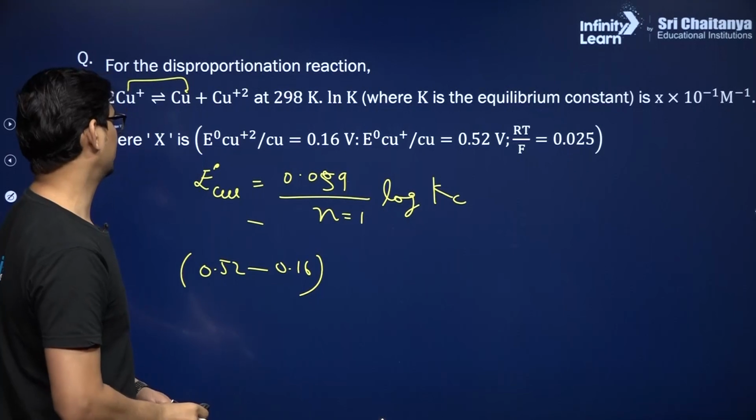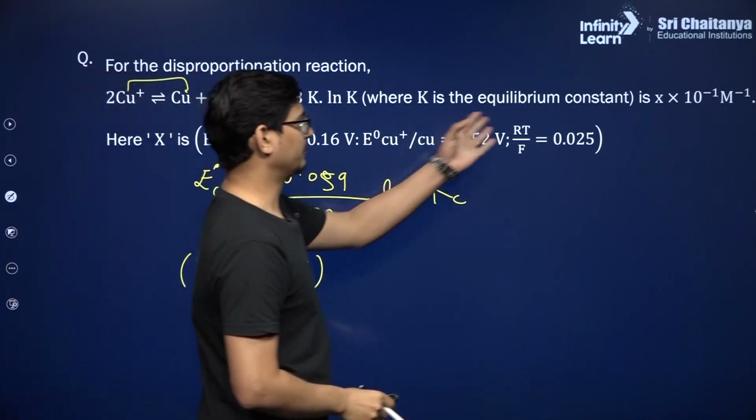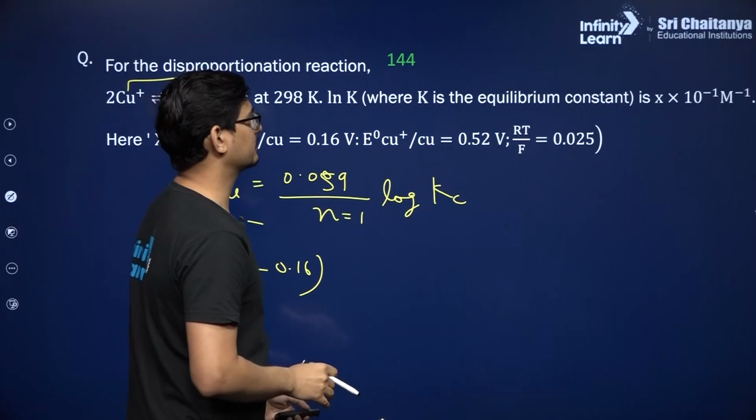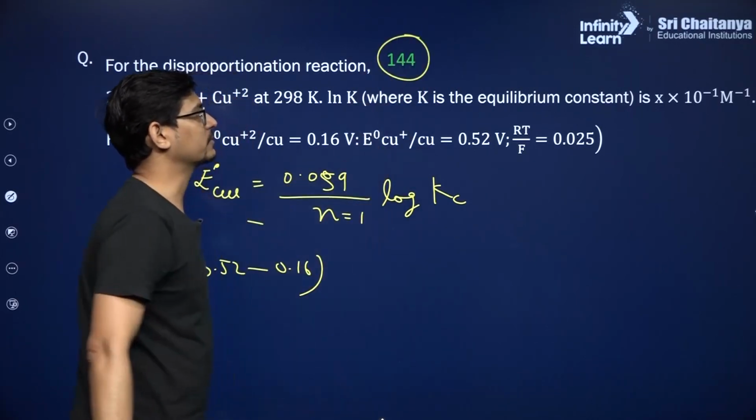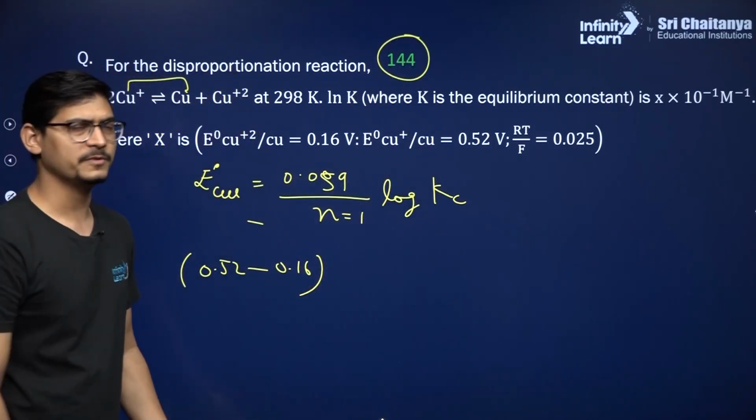So of course they have not given the value of log, right, too bad, you will have to calculate it, then you will get the answer of x as 144. So actually the equilibrium constant comes out to be 14.4.